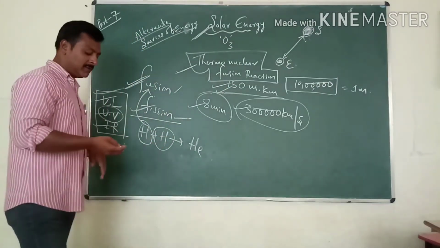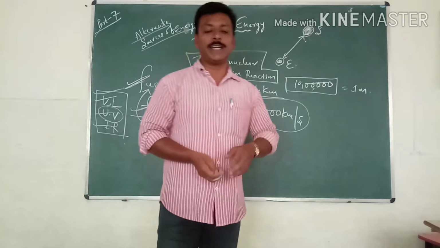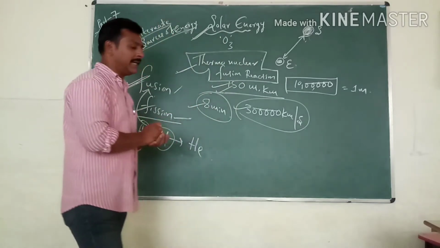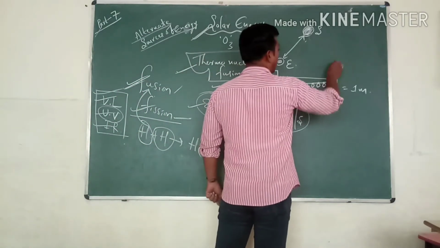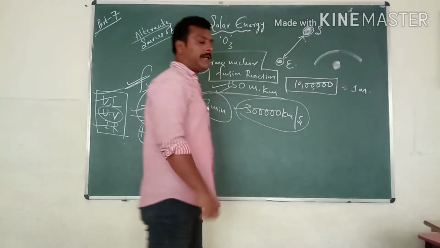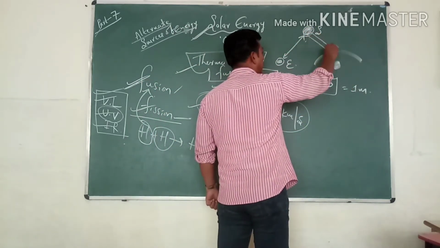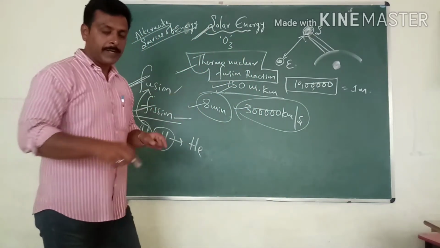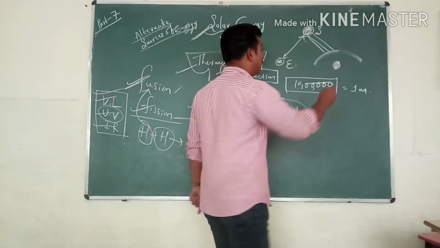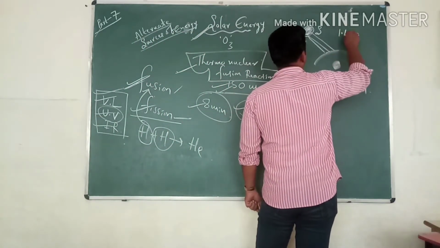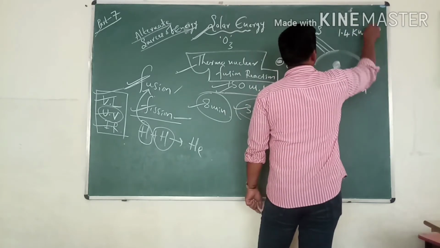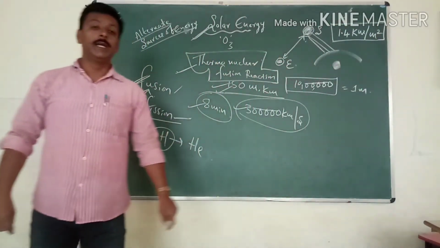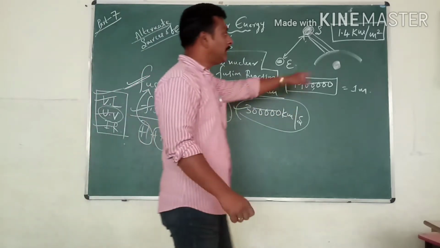Then the question arises, how much solar energy are we getting daily on earth? If this is the earth and this is our atmosphere, daily from the sun we are getting solar energy. Our atmosphere receives how much energy? 1.4 kilowatt per meter square. This much energy we are getting every second.